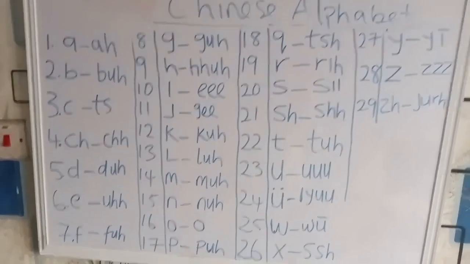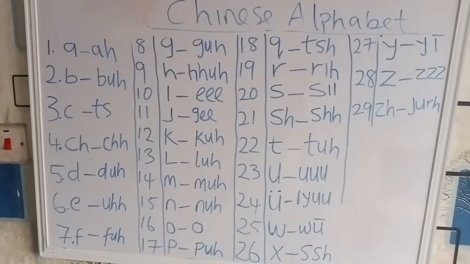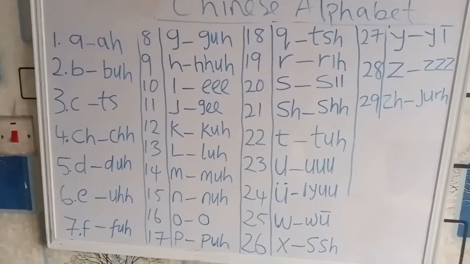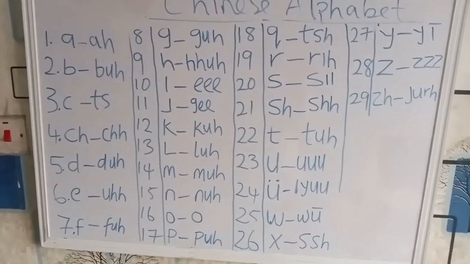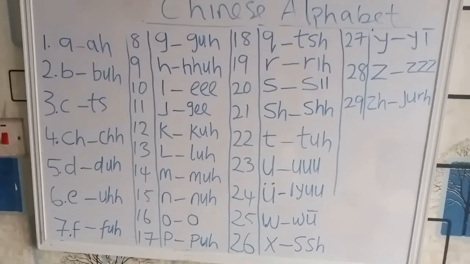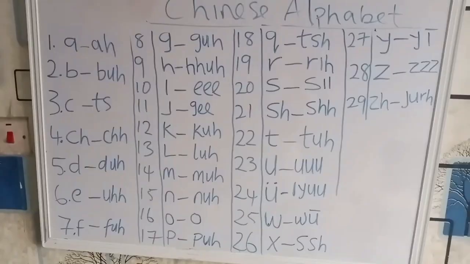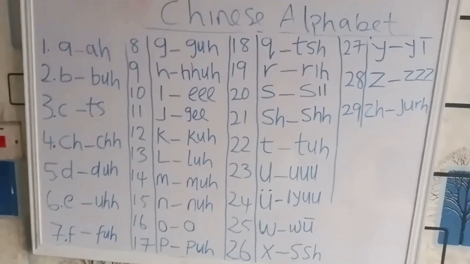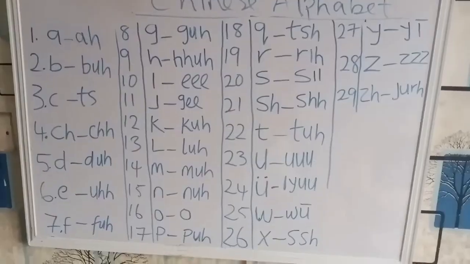Then I is pronounced E. The J in Chinese alphabet is pronounced like our G in English alphabet. That is why I wrote G-E-E. G, G. Then K is K, K. Let me put another K because that K is supposed to be very audible.